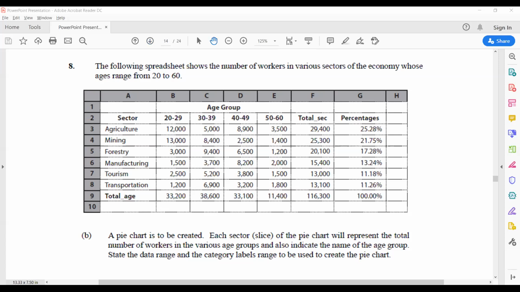All right. So what is the data range in terms of cells, right? And what is the category labels range? Remember the pie chart, what it will do is each sector, each slice of the pie chart will represent the total number of workers in the various age groups and also indicate the name of the age group.